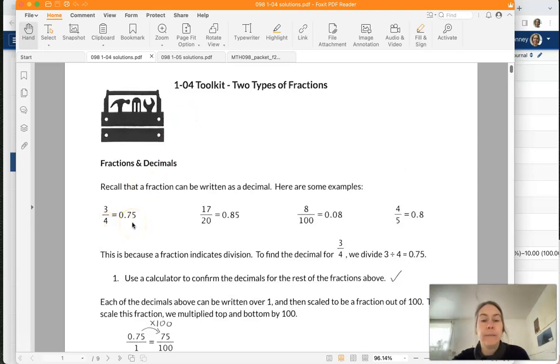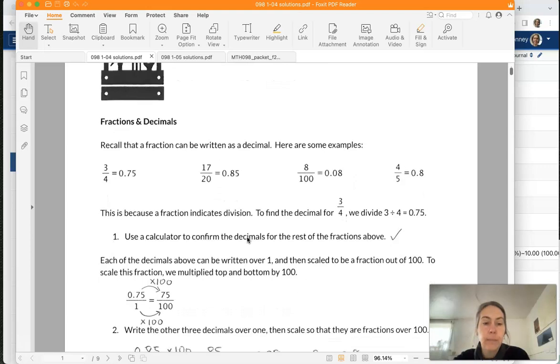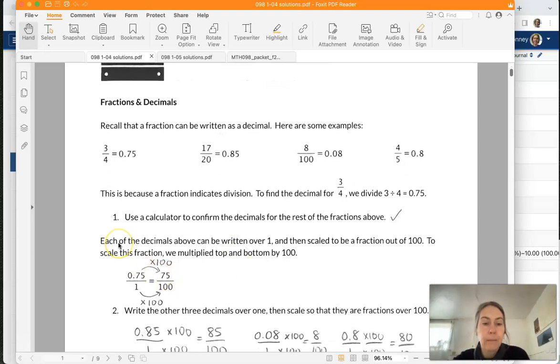you simply take 3 divided by 4, and a calculator can give you that 0.75 or whatever the decimal would be. So grab your calculator and just check these. None of these are repeating decimals. They come out clean and they terminate after 1 or 2 places. And then what I show you later here is that each of the decimals above can be written over 1.